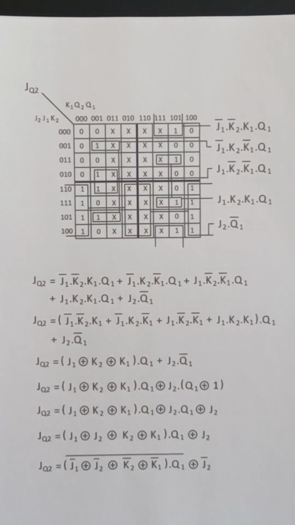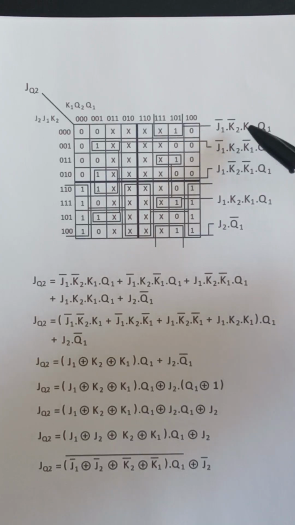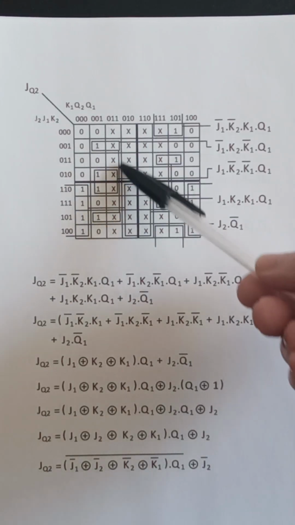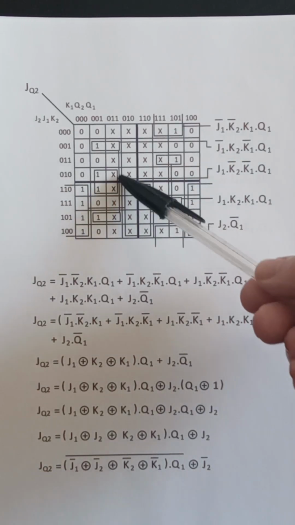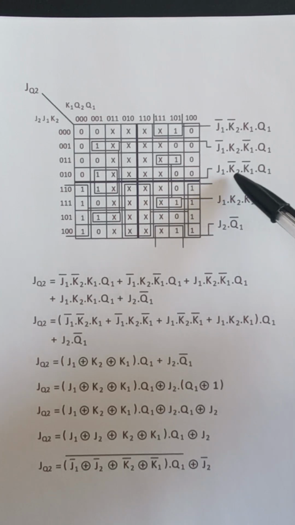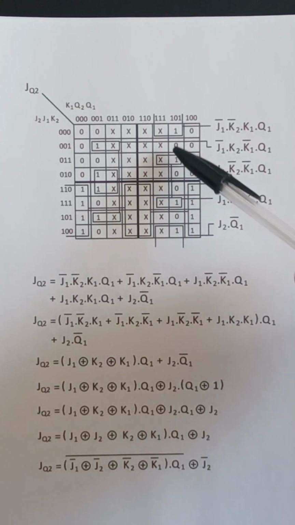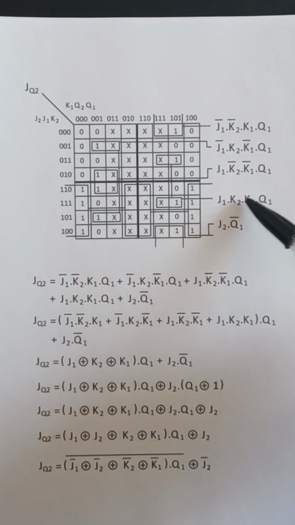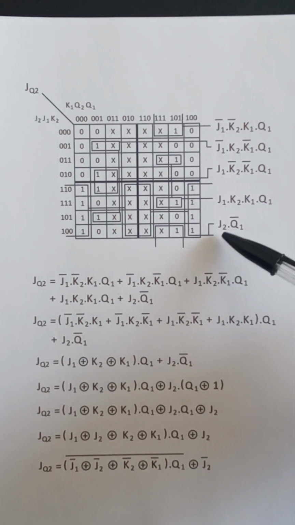So this is the counter map for JQ2. This output here is not J1, not K1, K2, K1 and Q1. This loop here, these two here, is J1, K2, not K1, Q1. This loop here is J1, not K2, not K1, Q1. And these two loops here, J1, K2, K1, Q1. And this loop here of 8 is J2 and not Q1.